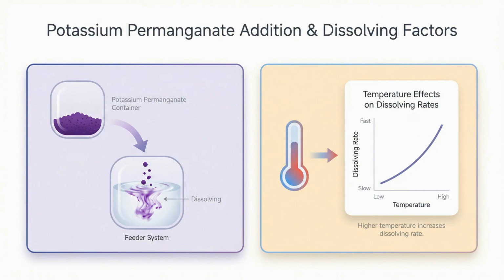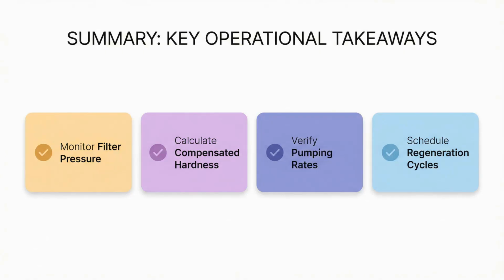To wrap up, correctly sizing water treatment equipment is not just about guessing. It requires careful calculation of water usage, hardness, and specific contaminants. Whether you are monitoring pressure drops in a sand filter or calculating compensated hardness for a softener, these steps ensure efficient operation and a long lifespan for the equipment.